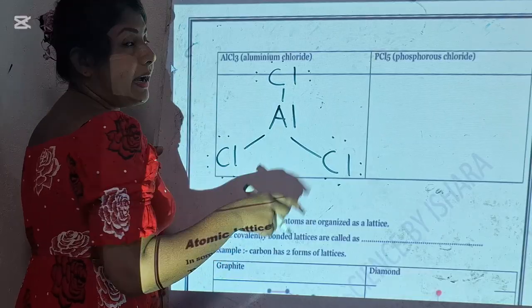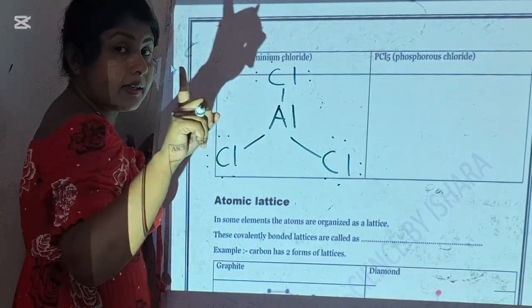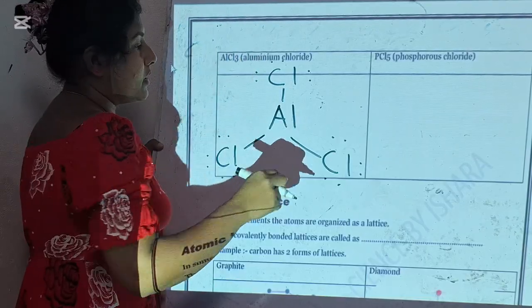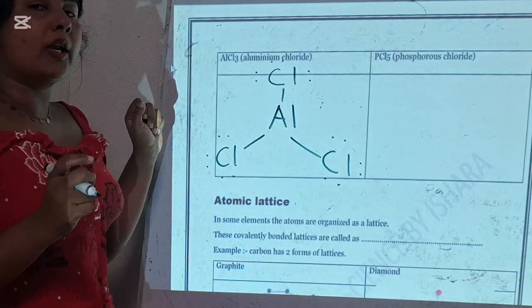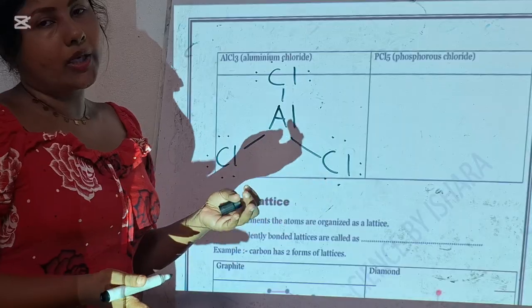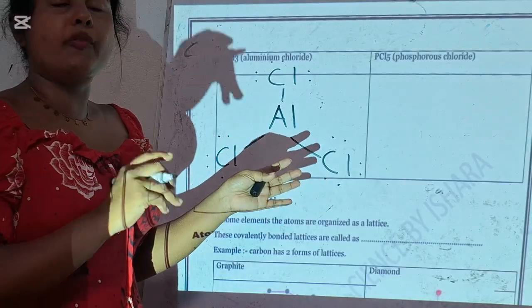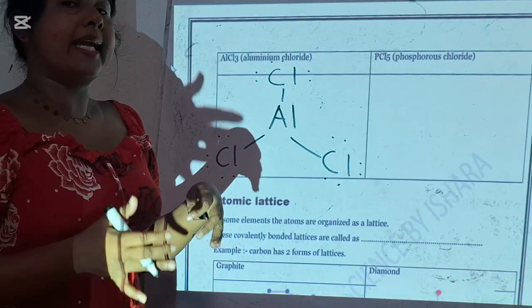How many electrons are there by the bonds? For one bond, 2 electrons. So 1, 2, 3, 4, 5, 6. It means around aluminium only 6 electrons are contained. It means it is not fulfilling the outermost shell with 8 electrons.